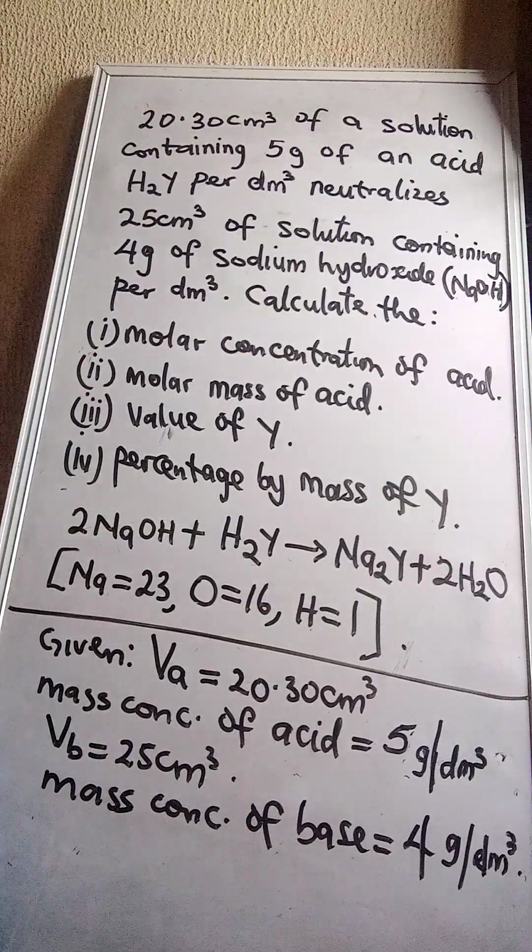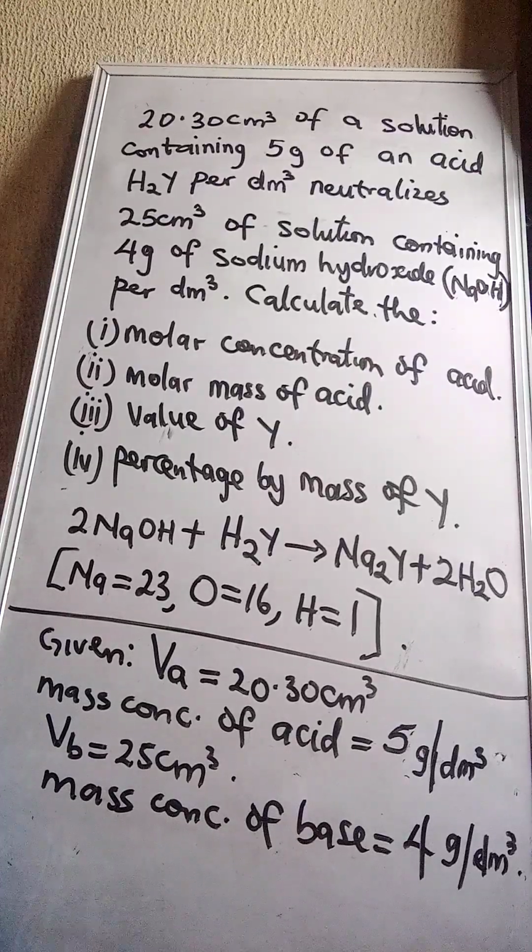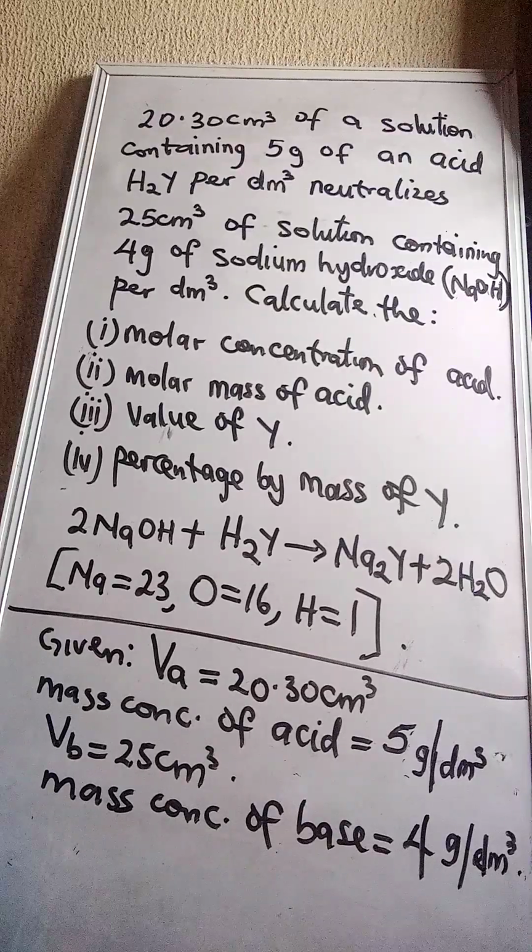Want to have a look at another question on volumetric analysis. This time around, we are finding the concentration of an unknown acid. We are not given the name of the acid, because H2Y is not a complete name. So how do we find Y? How do we know the concentration of the acid and the percentage by mass of Y in the acid?